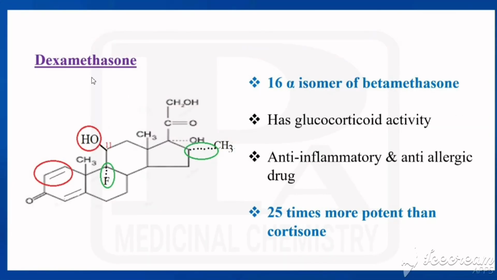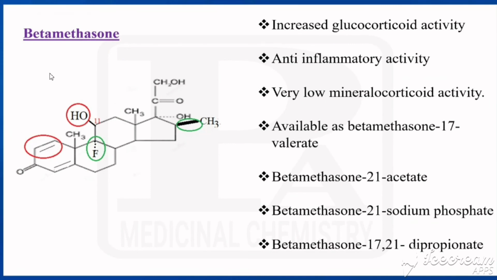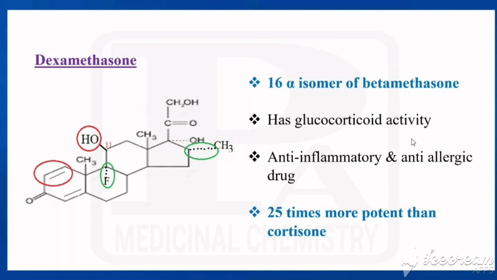Now come to dexamethasone. Same as that of betamethasone. Same, everything would be same. But there it is having beta methyl, but this one is alpha methyl. So it is a 16 alpha isomer of betamethasone. It has glucocorticoid activity, anti-inflammatory activity, anti-allergic drug. It is 25 times more potent than cortisone. Other drugs we'll see in next class.